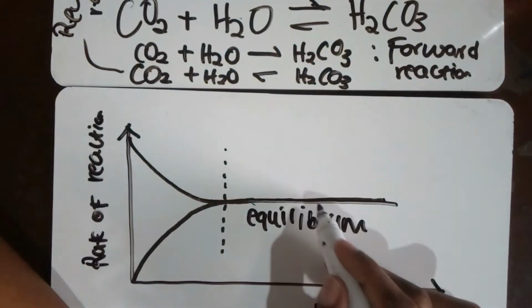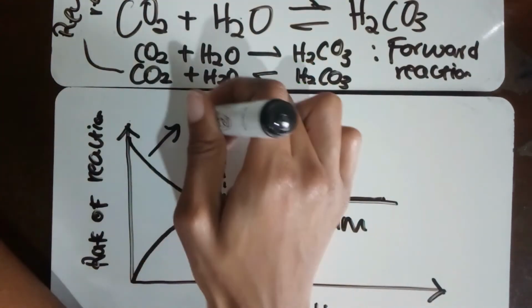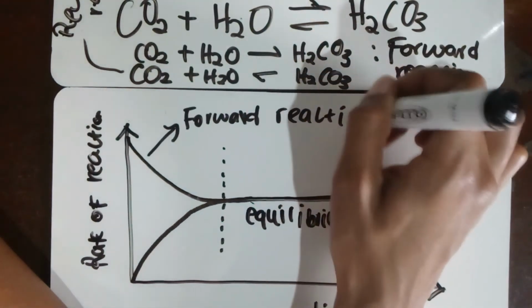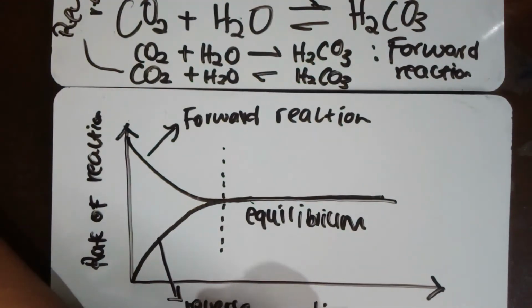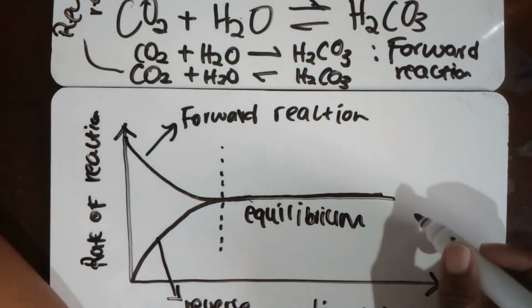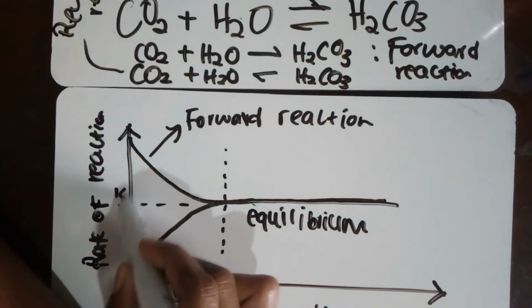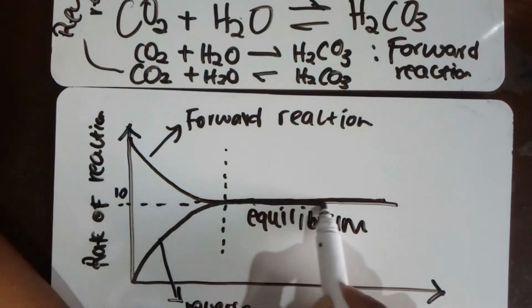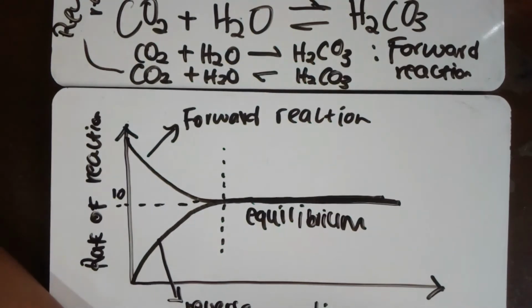Because at this point in time, the rate of the forward reaction equals the rate of the reverse reaction. At this point, their rates are the same. So let's say the rate there was 10 something. I'm just putting a number there. You find that here at this point, their rates are actually equal. And at that point, we say that our reaction has reached equilibrium.